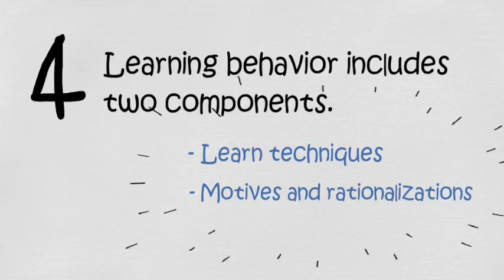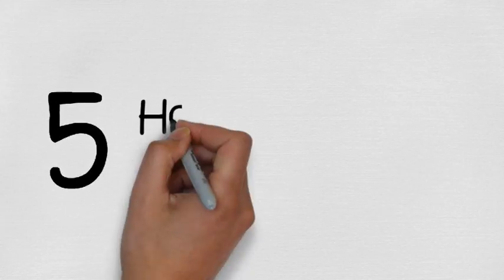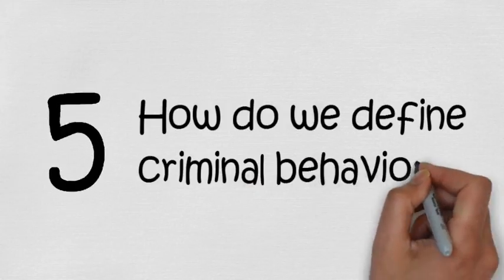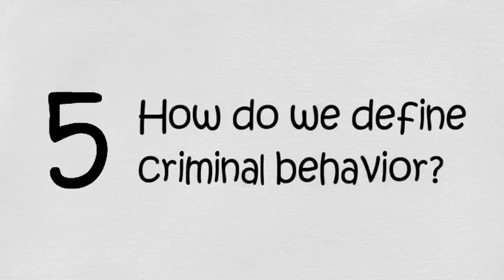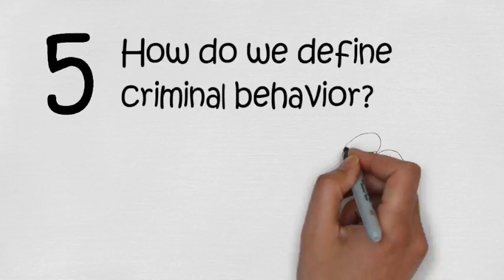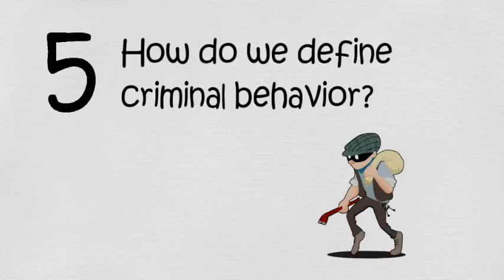That leads into our 5th proposition, which asks, how do we define what is criminal? Well, based on Sutherland's point of view, the criminal code or the legal code defines what is a criminal behavior and what is not. The motives and rationalizations for committing a behavior are defined by that legal code and the individual determining whether he or she believes in the legal code's definition or does not believe in the legal code definition.